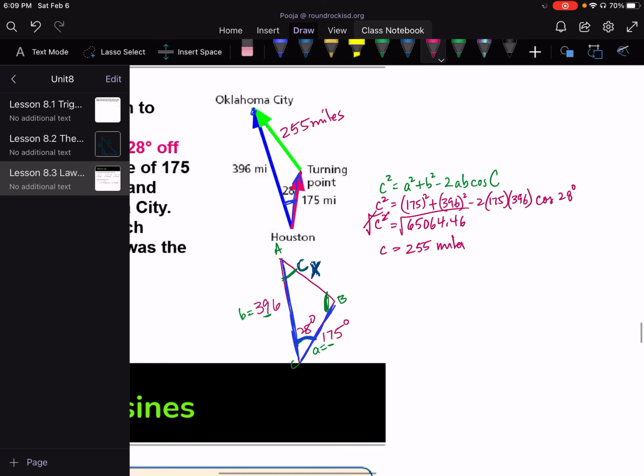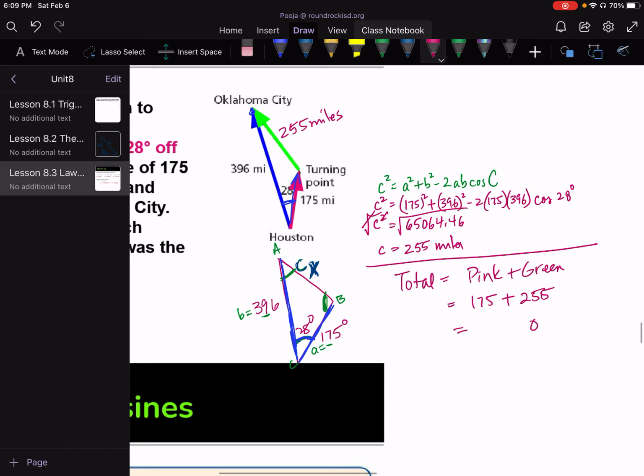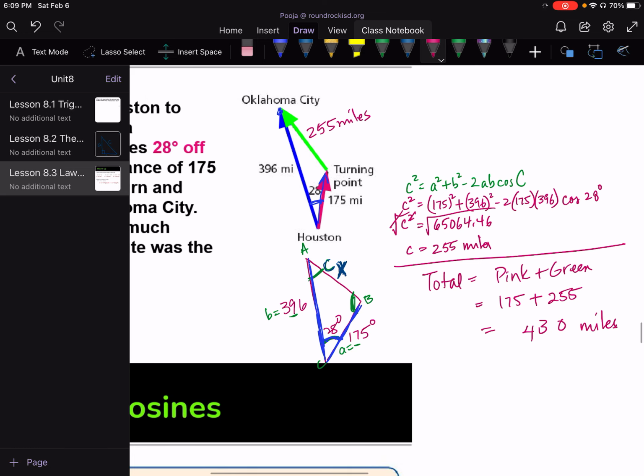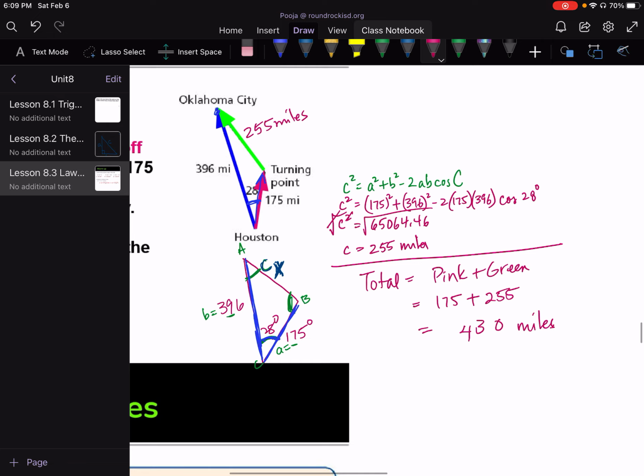So I can clearly now get the total distance he traveled. The total distance he traveled is basically the pink route plus the green route, right? Pink was known, green is now known. That adds up to 430 miles, right? But its direct route was 396 miles. So you can clearly see that he went an extra 34 miles than he would have if he didn't have to avoid thunderstorms.